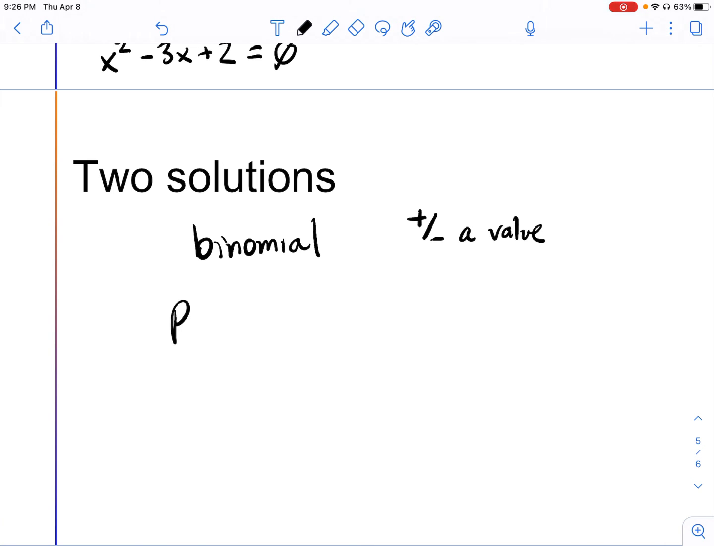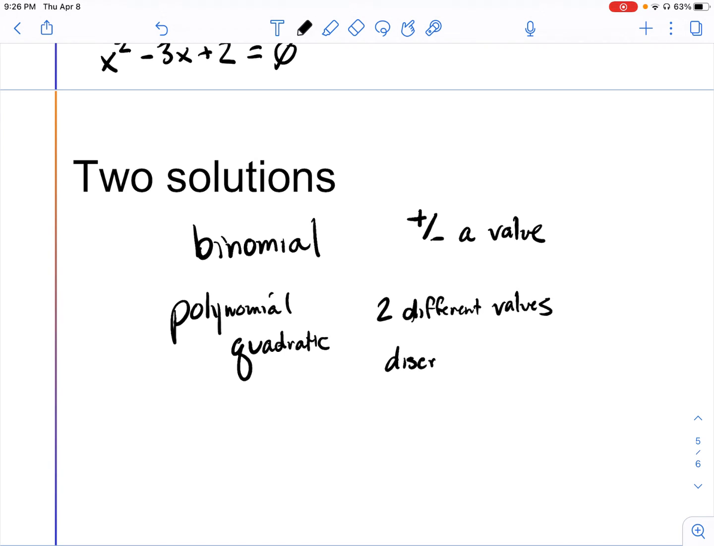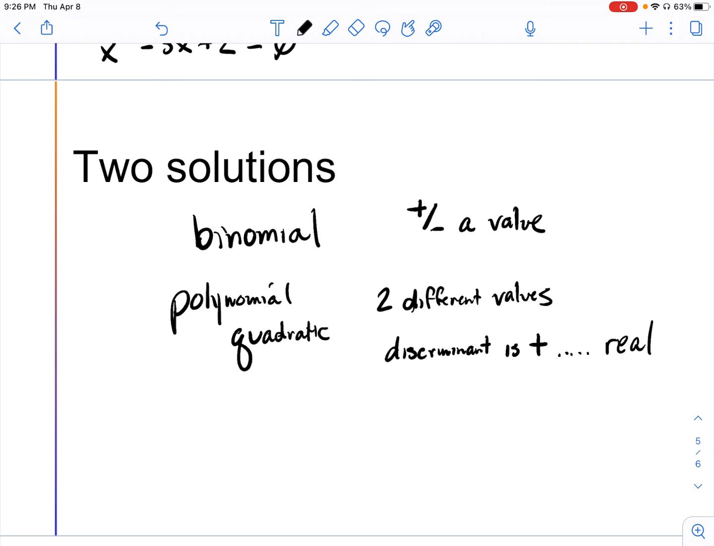When we have our polynomial quadratic, we're going to get two solutions of two different values. And if the discriminant is positive, those two values will be real numbers. If it's not, they'll be imaginary numbers, and that puts us a little bit beyond the scope of our work right now. All right, we're going to dive into this.